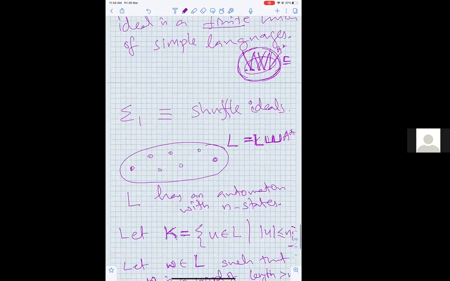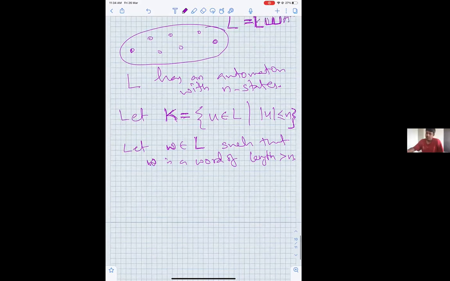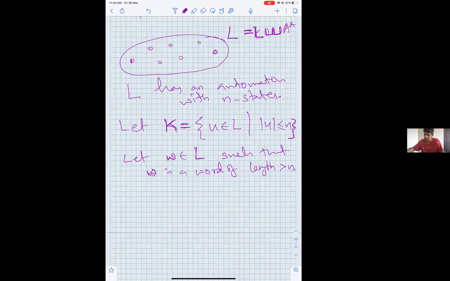But all shuffle ideals are regular. That is true, but for that you need Higman's lemma. So we are trying to prove this without using the existence of finitely many minimal words. Exactly. So this proof is very simple. What I'm trying to say is that any word of length greater than n is a superword of a word of length at most n.